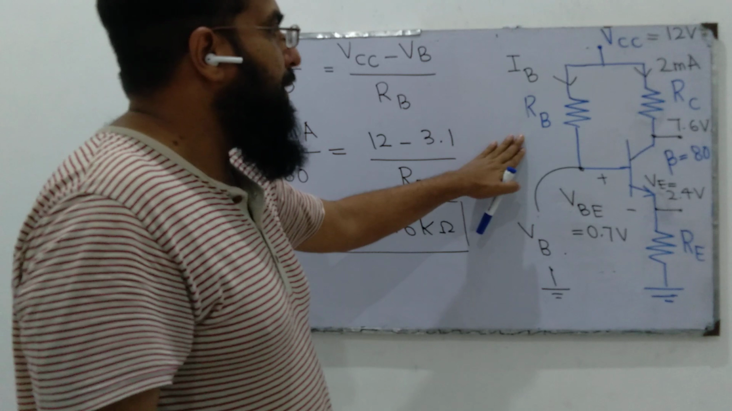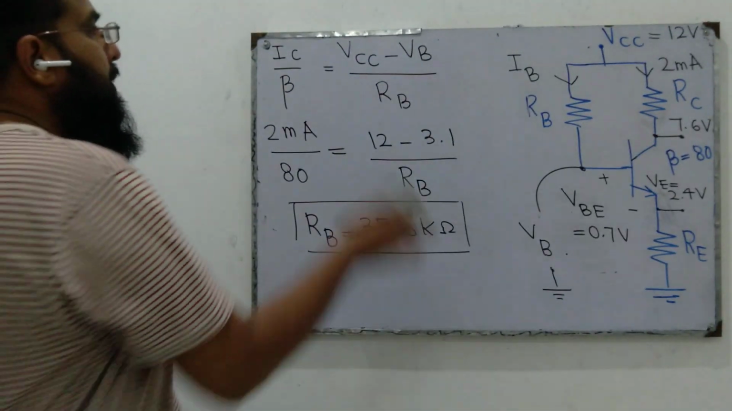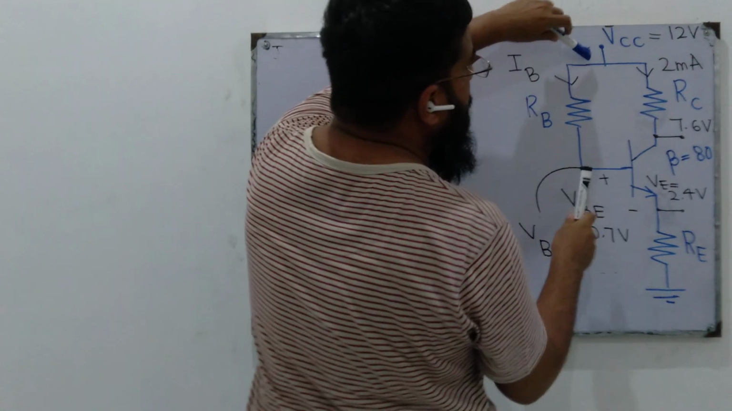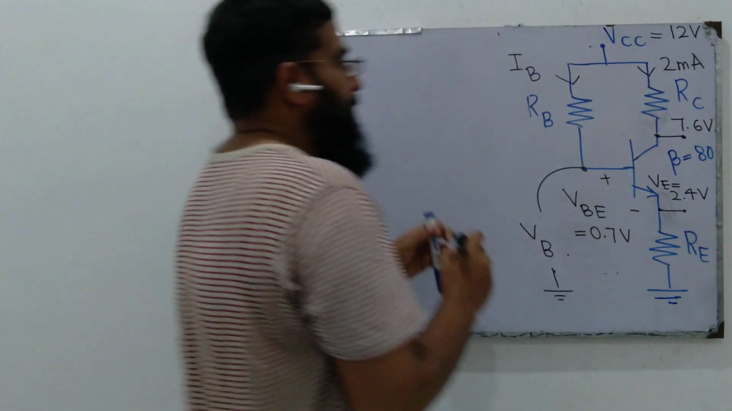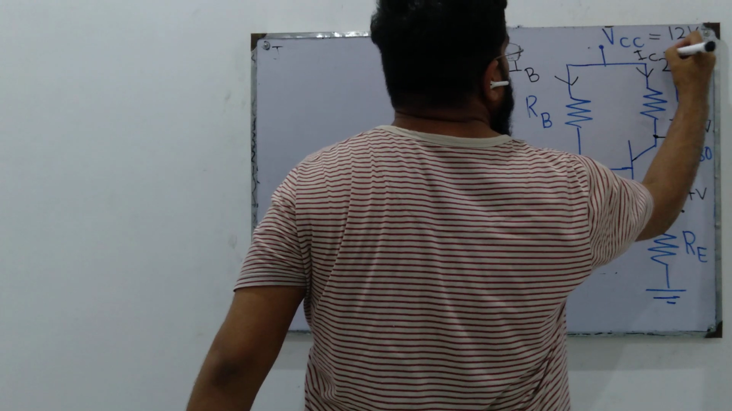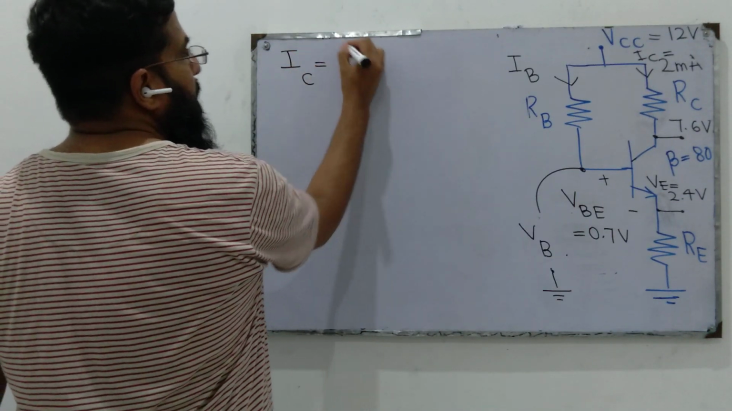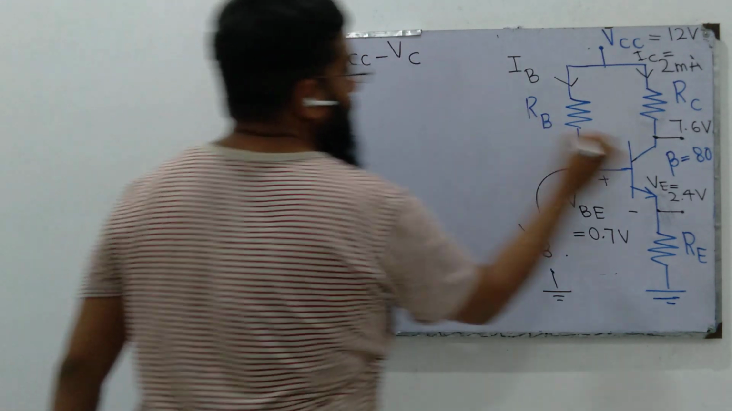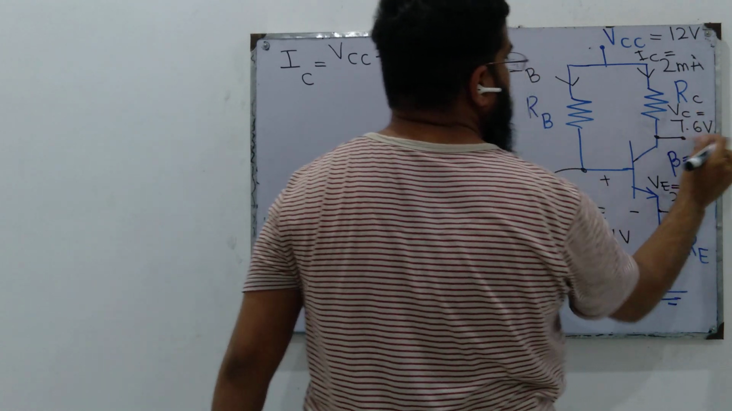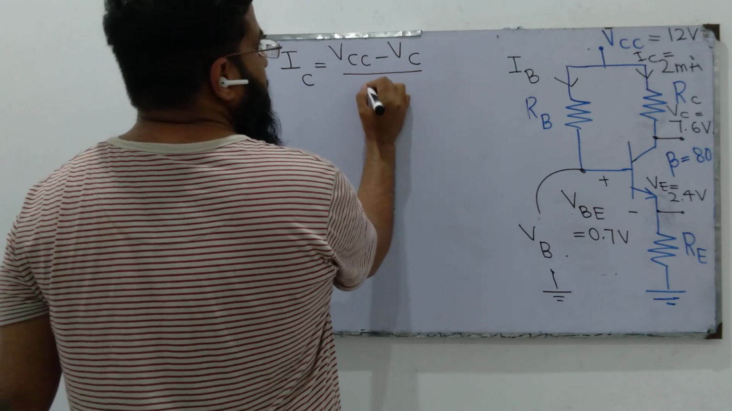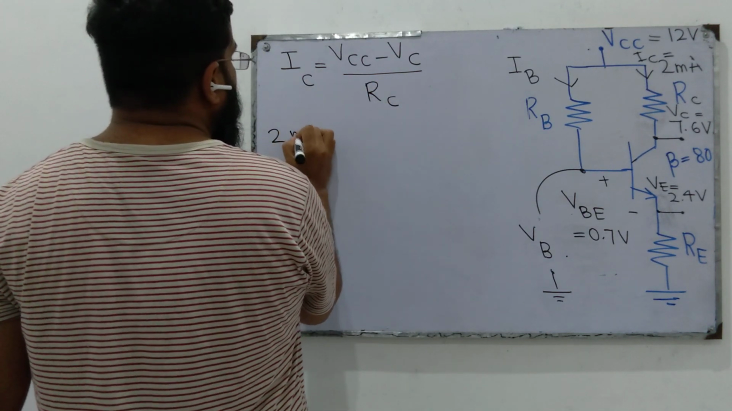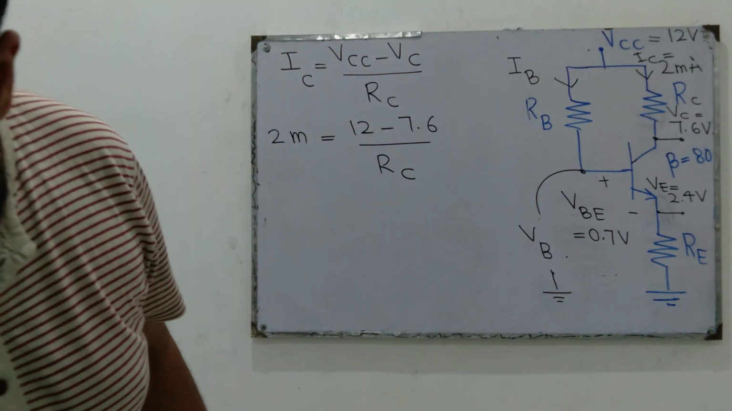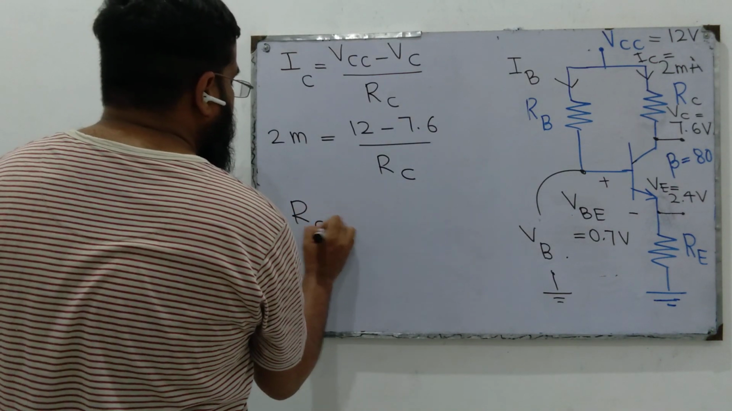Once we have calculated RB, we can calculate RC. We know that the current through RC is, according to Ohm's law, the voltage drop across this resistor RC divided by its value. So IC current is the voltage drop across this resistor RC, which is VCC minus VC, where VC is 7.6 volts, over RC. So we know IC, this is 2 milli, this is 12 minus 7.6 divided by RC. In this equation we have only one unknown. If you solve it, the value of RC turns out to be 2.2 kilo ohms.